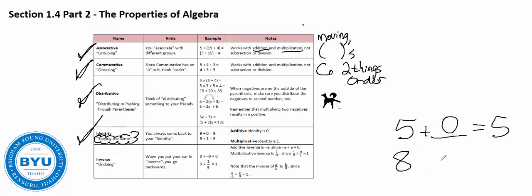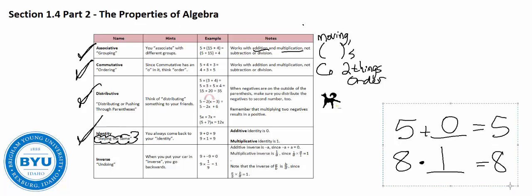Let's do multiplication. If I had 8, what could I times by so that I just get 8? I don't change its identity. Hopefully you said 1. That's right. Taking 8 times 1 equals 8. And that's why the multiplicative identity is 1. And this is an example of the identity property of multiplication.